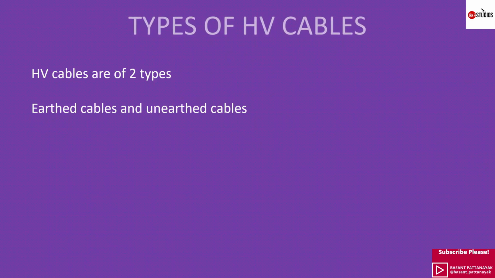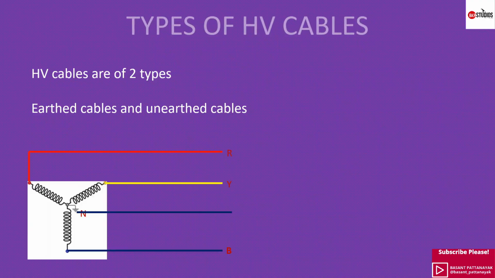Before entering into the topic, we need to know what are earthed and unearthed systems. We know the transformer windings can be connected in star or delta. In star connection, the common point is called neutral. The neutral is connected to the ground, or the neutral is earthed through a solid wire. If the neutral is earthed through a solid wire, the system is called an earthed system.